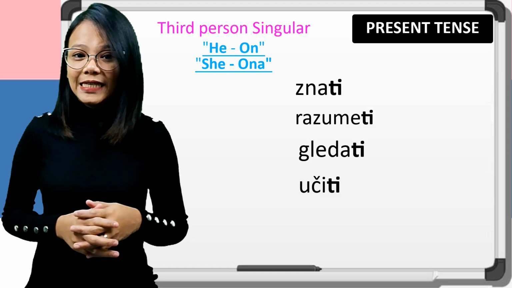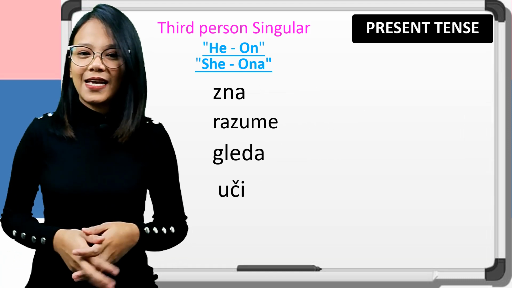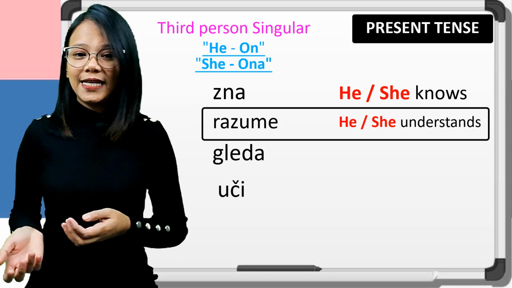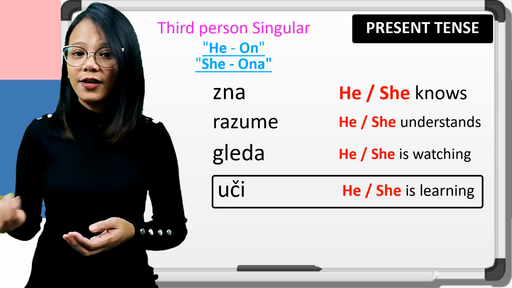For the third person singular, he or she, just remove T and that's it. Zna, he or she knows. Razume, he or she understands. Gleda, he or she is watching. Uči, he or she is learning.